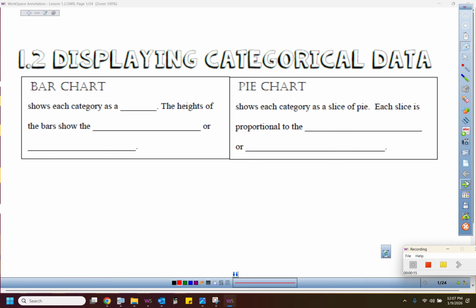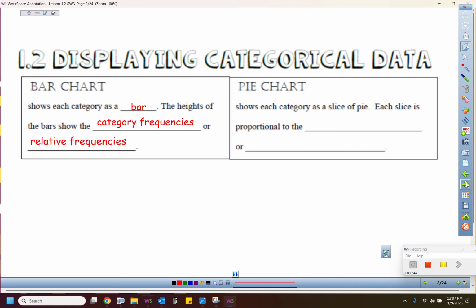The bar charts, which show the category as a bar, hence the name, and the heights of the bars show the different category frequencies, or sometimes they use the relative frequencies. Like in our activity, we did it about the social media apps. Sometimes the category frequencies were like how many times people said Snapchat, how many times people said Instagram. And if we wanted to do it with the relative frequencies, we would have done it with the percents instead. So a bar chart, you've seen many of those in your math life.